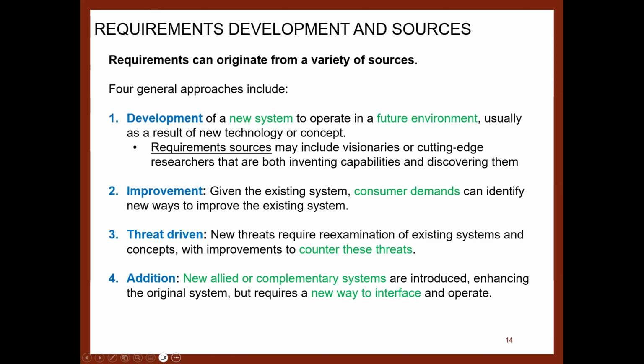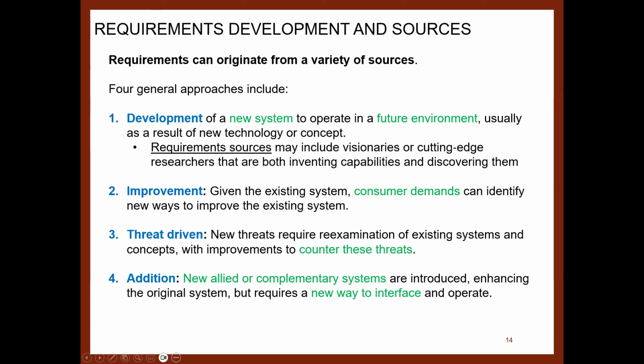These requirement sources might include visionaries or cutting-edge researchers that are both inventing capabilities and discovering them. So those are, I mean, not necessarily as typical, but those can happen. Improvement type of development is, given the existing system, consumer demands can identify new ways to improve the existing system. So those are other areas that you can start looking at.